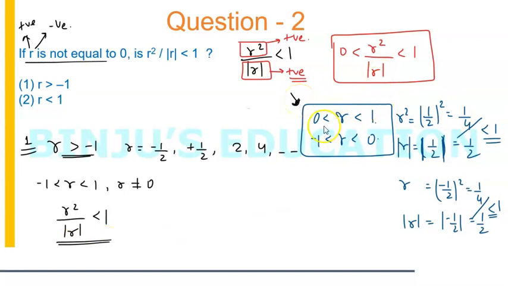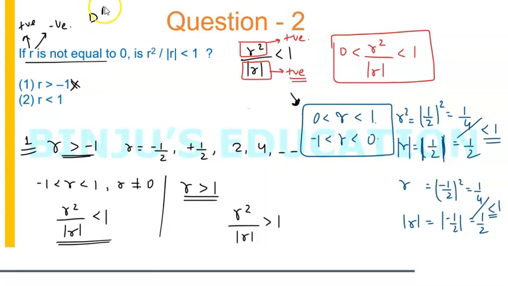Because we use the same principle that we discussed here, the higher the power, lesser the value. But if the value of r is greater than 1, for example, it is 2, 4, 6, 7, 9, 10, in that case, r square by mod of r will become greater than 1. For example, if we take 4, then 4 square is 16. 16 divided by mod of 4 is again 4. That is not less than 1, that is greater than 1. So simply saying that r is greater than minus 1 will not help us.